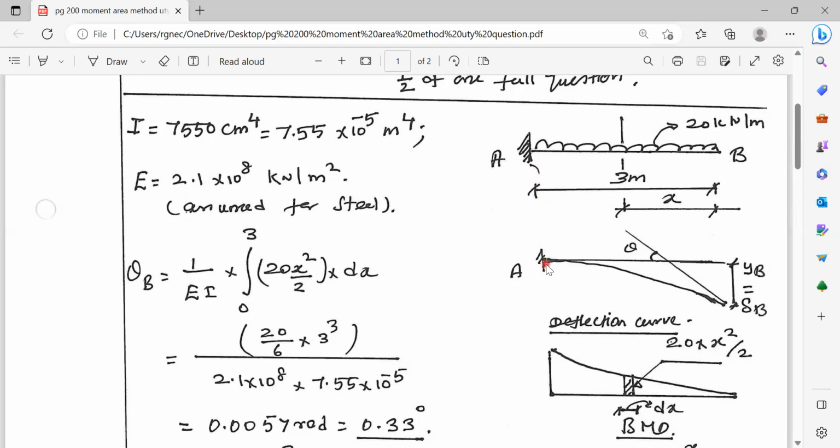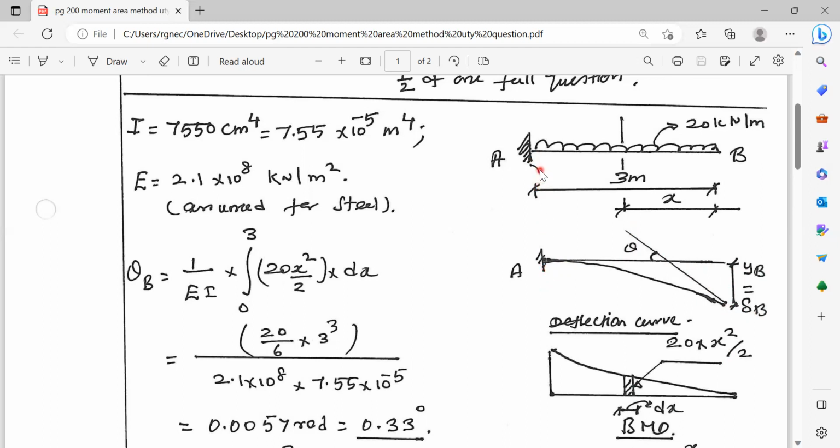See, there are two vertical intercepts. This is the tangent drawn from the point A. This is the tangent drawn from point B. This is one vertical intercept. It is equal to the deflection delta B. Now, what about the other vertical intercept? This is the tangent drawn at A. This is the tangent drawn at B. Let it get extended up to this point. Now, this is the vertical intercept between the two tangents measured at A.